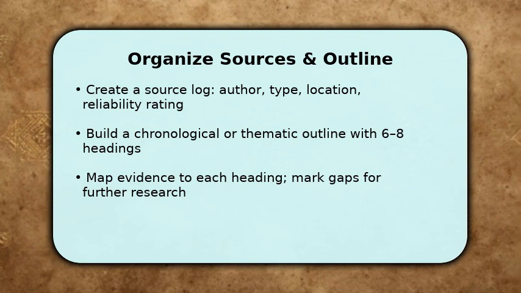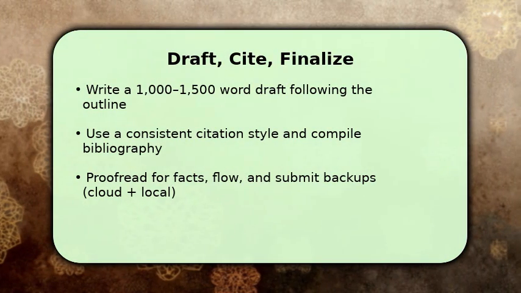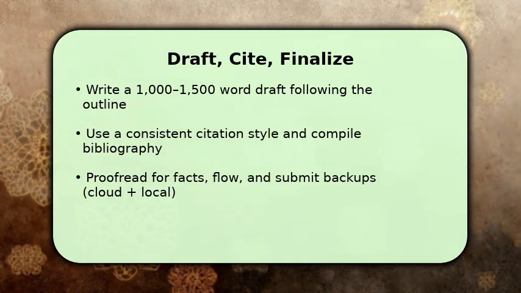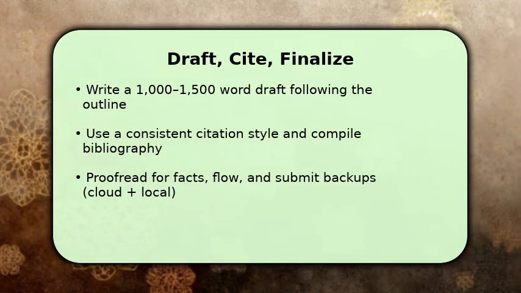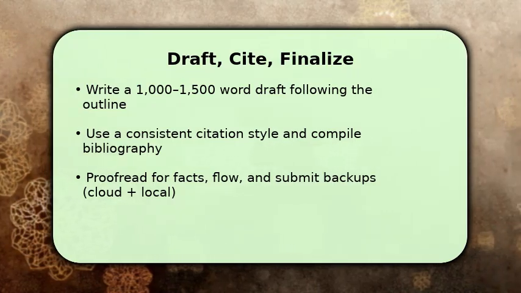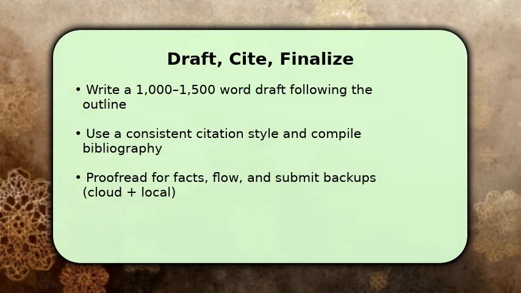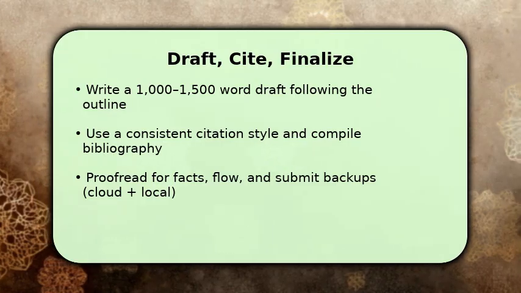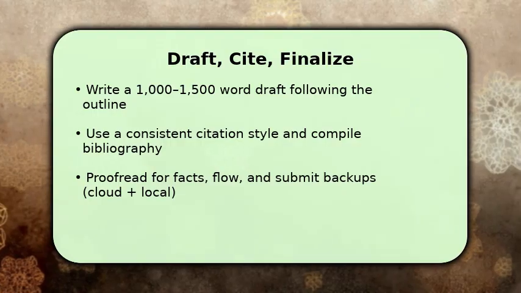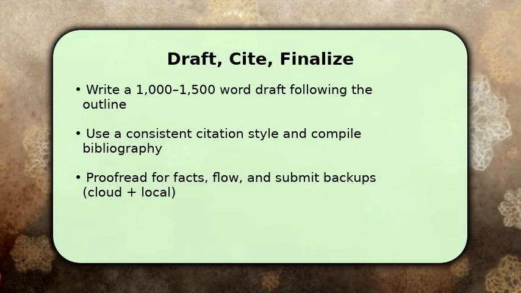Now draft your project using the outline. Write one section at a time and link evidence to your claims so the how and why are clear. Once a draft exists, format citations consistently and compile a full bibliography to show your research trail. Then proofread for factual accuracy and narrative flow and save backups in cloud and local storage. If citations feel messy, recheck your source log. That troubleshooting tip resolves most bibliography issues. Fixing one missing citation.